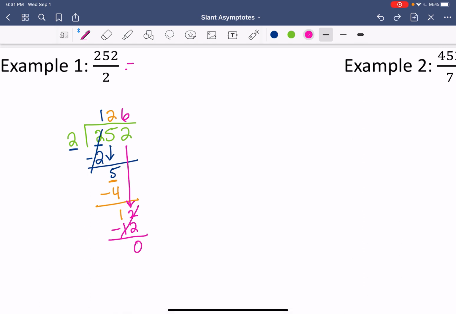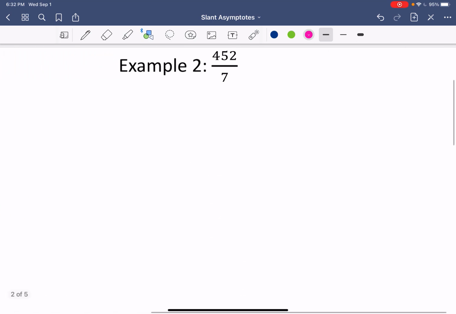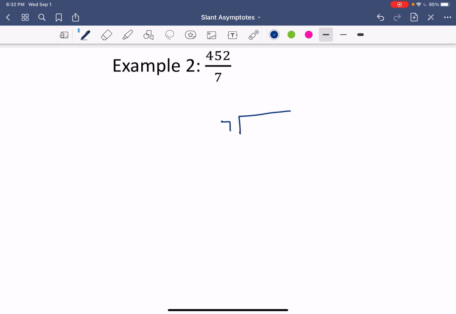Okay. So that's the first little review. Let's do another one. Example 2 is 452 divided by 7. So again, put the denominator outside, put your long division symbol, and the numerator goes inside.